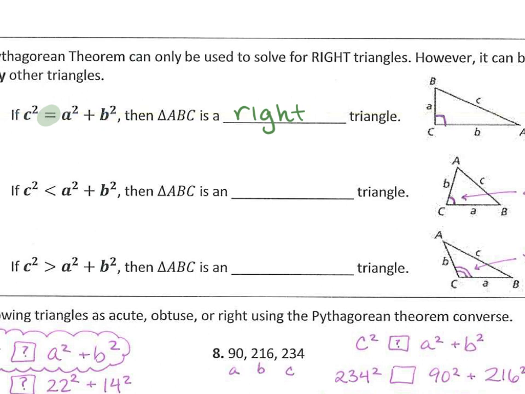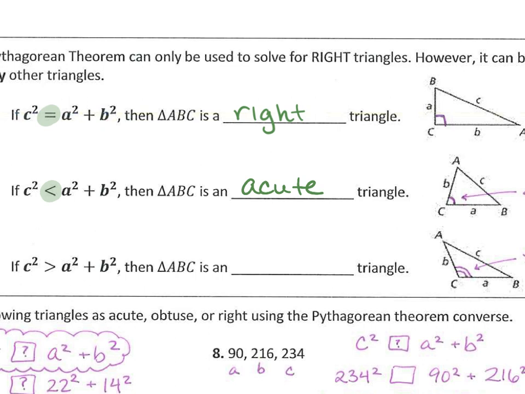If you calculate c squared and a squared plus b squared, and the hypotenuse squared is less than the other two sides, since it's less than, it's smaller. What's smaller than a right triangle? It's an acute triangle.